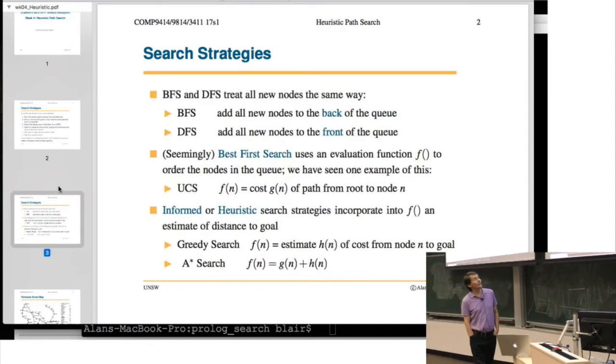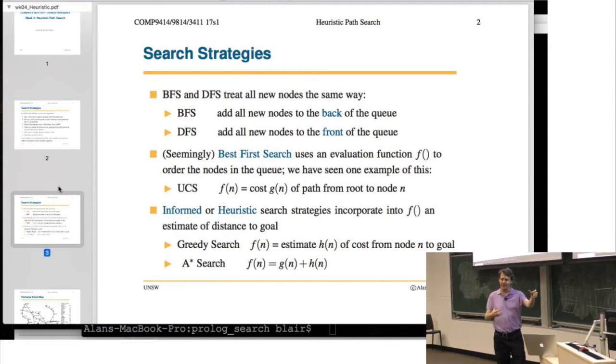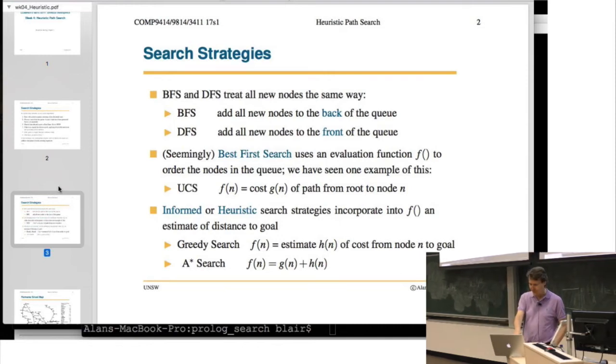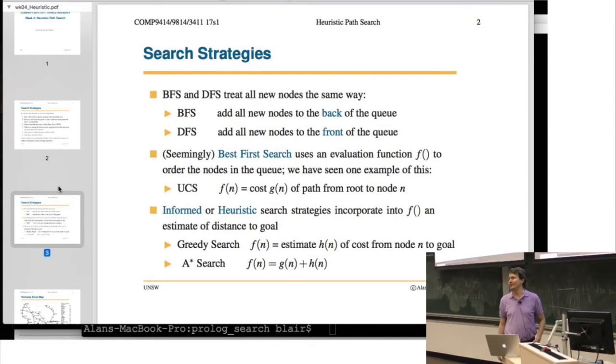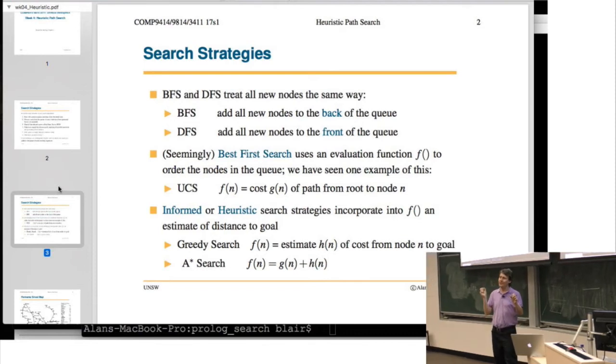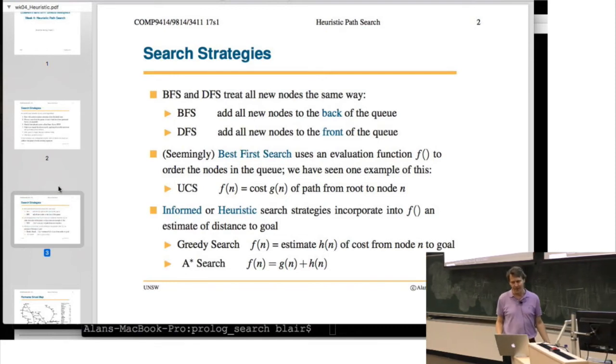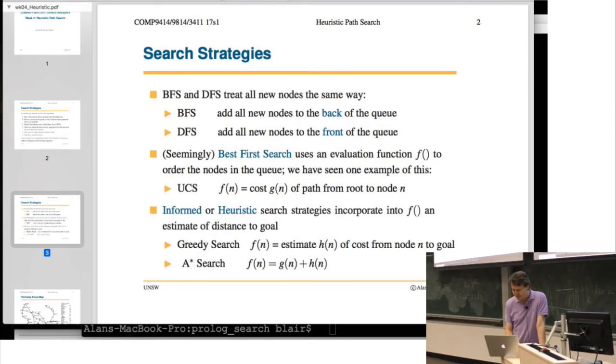So in breadth first search, new nodes always got added to the back of that queue. You add new nodes to the back and you pull off from the front, and that gives you the breadth first search. One way to implement depth first search, there's multiple ways, is that new nodes always go at the front of the queue. So it actually becomes a stack rather than a queue. These things always do the same thing.